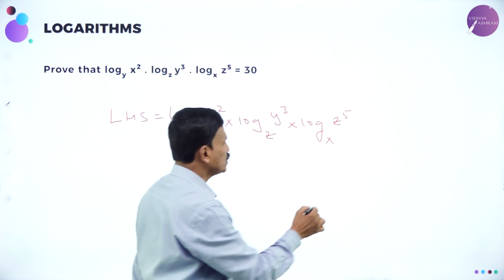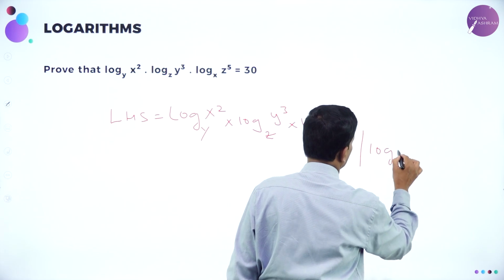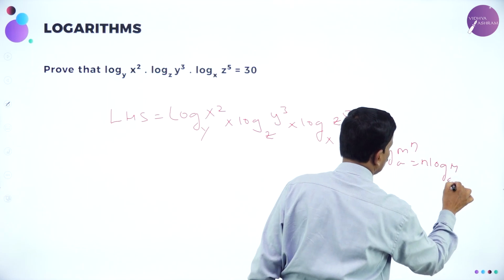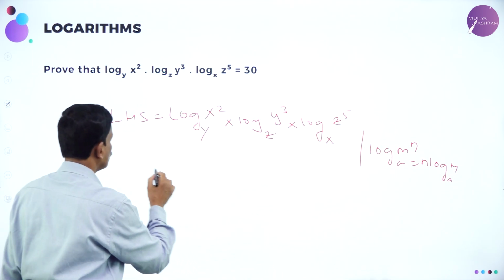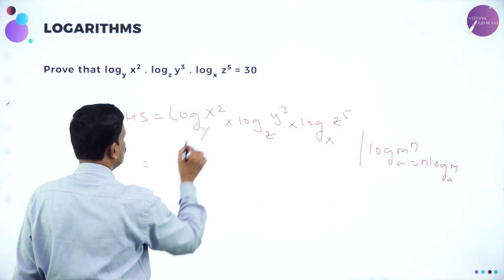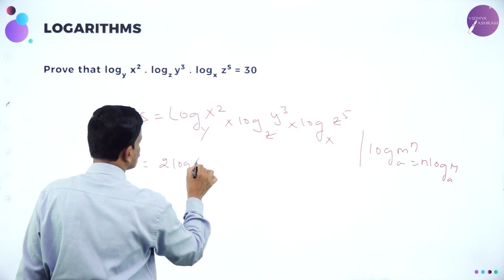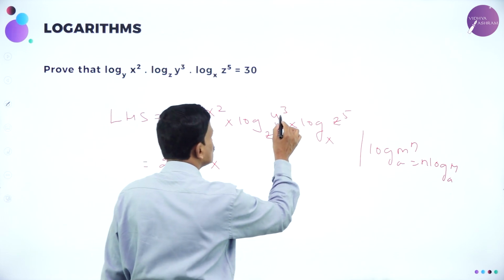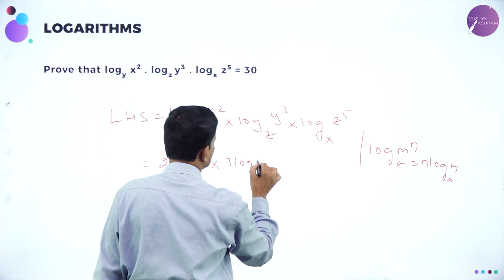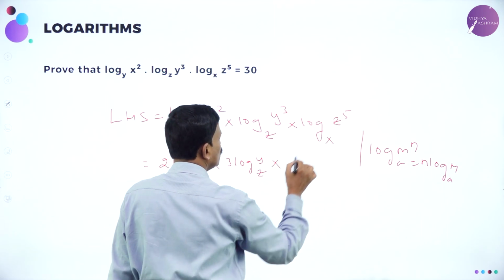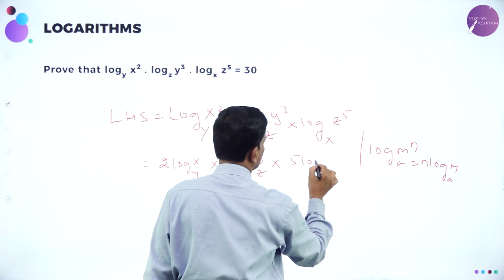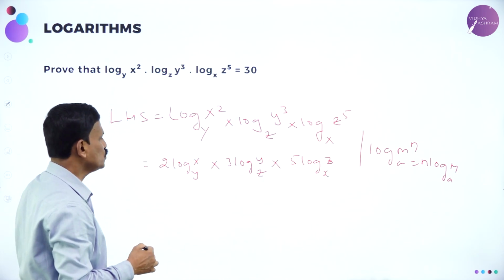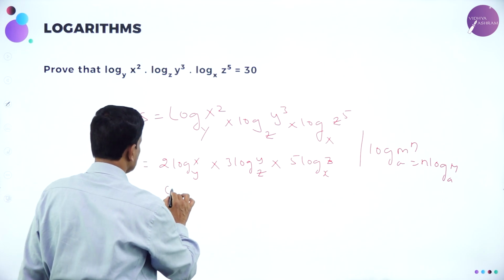Now, we know this formula: logarithm of m to the power of n to base a is equal to n log m to base a. Just use this formula first. Here x to the n, n is 2, you can write 2 log x to base y into, here the power of y is 3, n is 3, 3 log y to base z into, here the value of n is 5, 5 log z to base x. Okay, using this law.